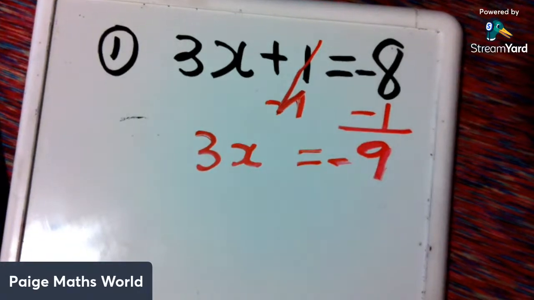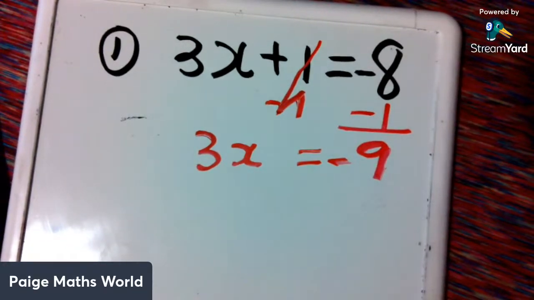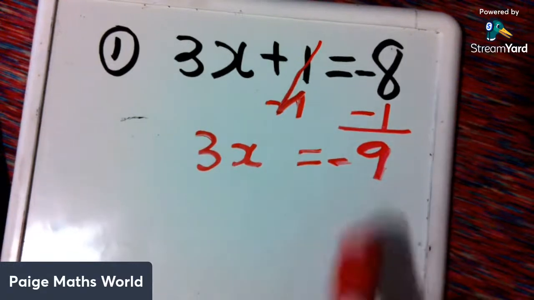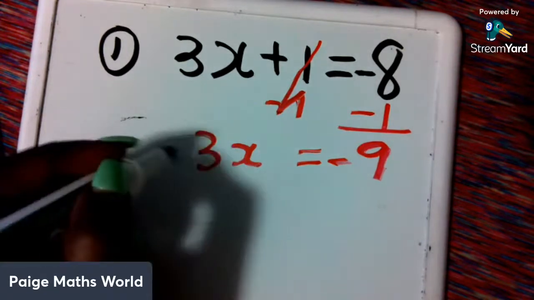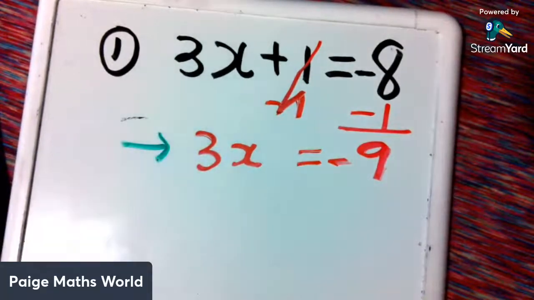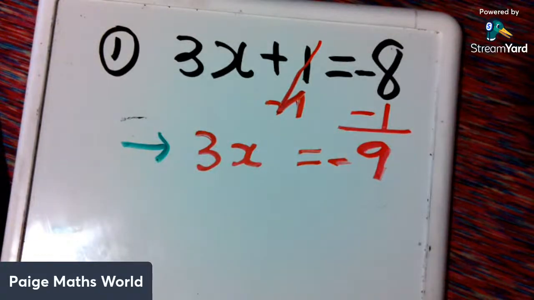Am I losing anybody? You guys can tell me to slow down or repeat anything that you want me to do over. So in this case, we owe $9. So that's our -9. So our new equation, guys, is 3x is equal to -9. That's our new equation. 3x is equal to -9.